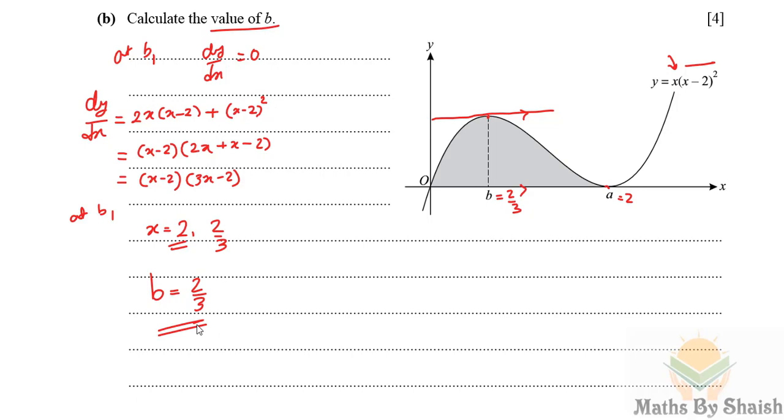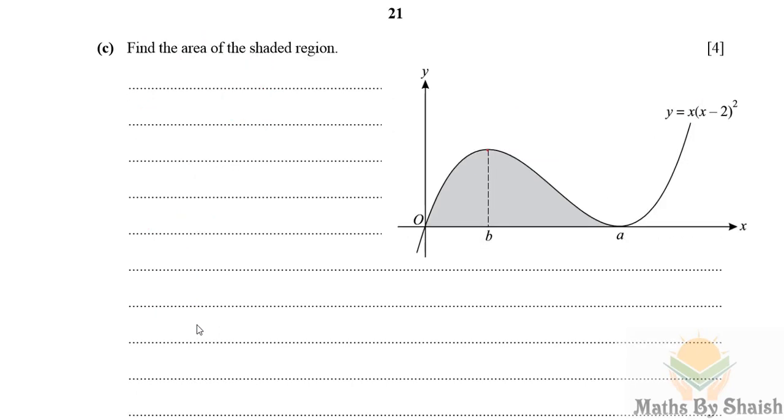Let's discuss the C part. And here's the C part. Find the area of the shaded region. And we know that this is the origin and this is a equal to 2.